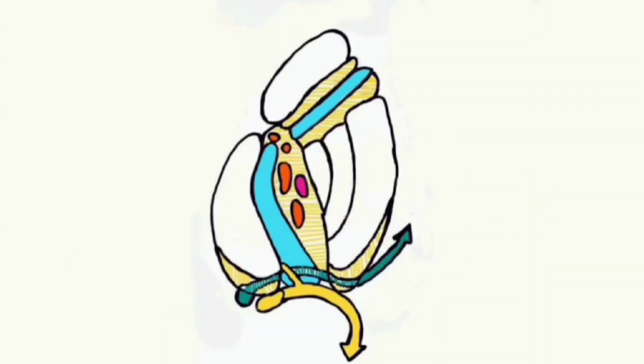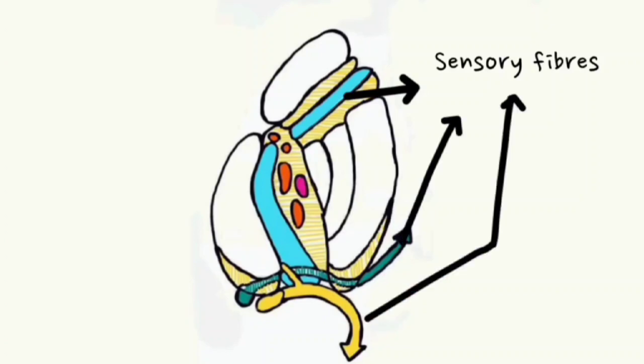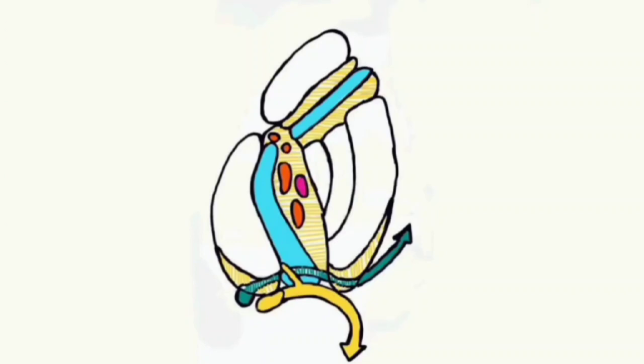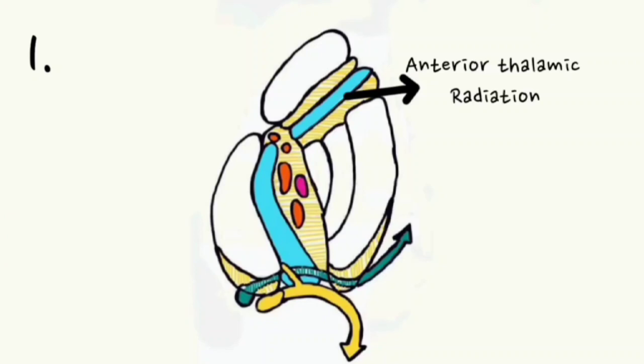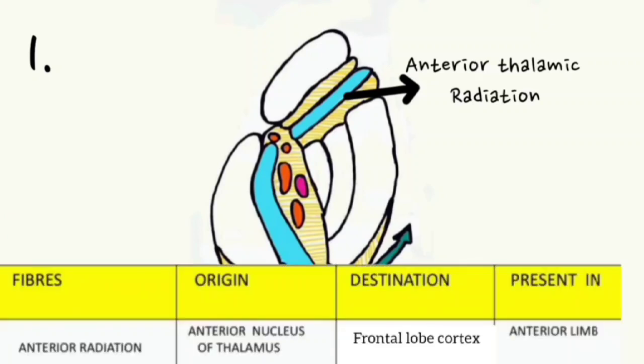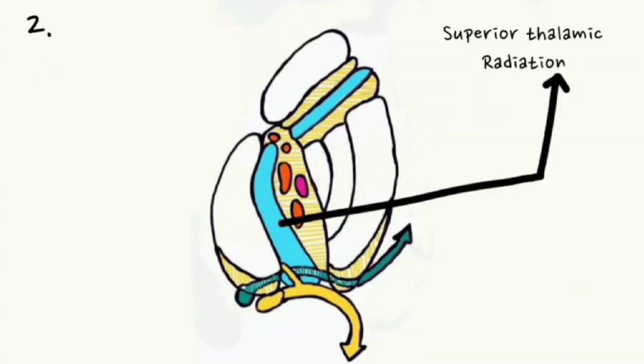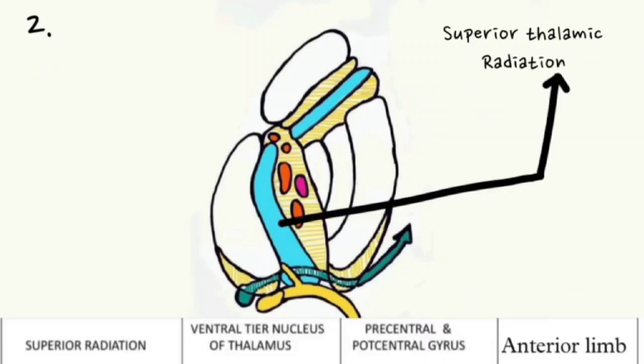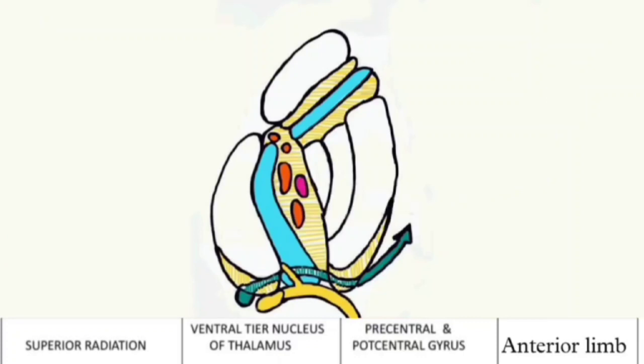Now, the sensory fibers. The sensory fibers are mostly thalamocortical fibers which radiate from the thalamus in different directions to form the thalamic radiation. The other fibers are corticothalamic fibers. The thalamic radiation is divided into the anterior thalamic radiation, which connects the anterior and dorsomedial nucleus of the thalamus to the frontal lobe cortex. The second, superior thalamic radiation, is directed superiorly and passes through the anterior limb of the internal capsule.